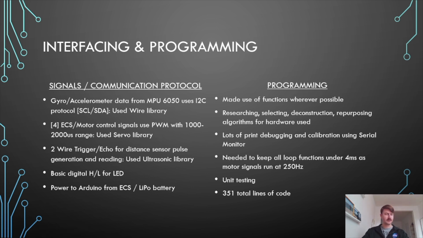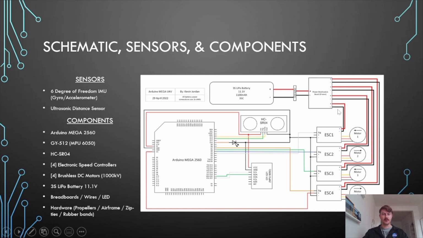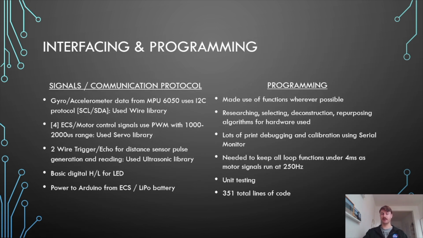The ultrasonic distance sensor, again, pretty straightforward: trigger and echo signal wires, and then the LED and power signals, which are pretty straightforward. Now, as seen above in the schematic, there's not a huge number of hardware components, so most of the functionality of the system was done programmatically. To make that as efficient as possible, a lot of good programming methodologies were used, such as using as many functions as possible to keep that light and streamlined.